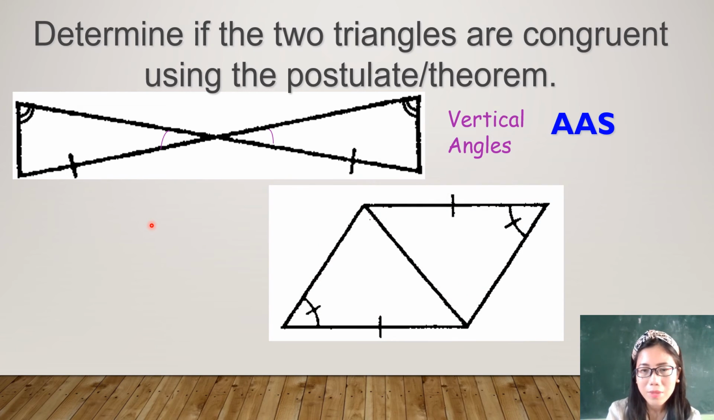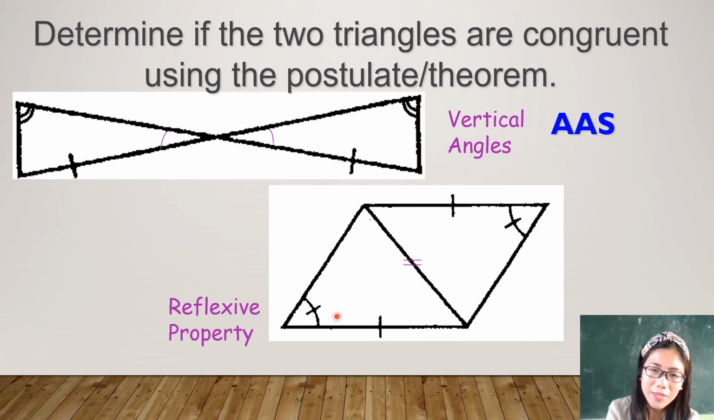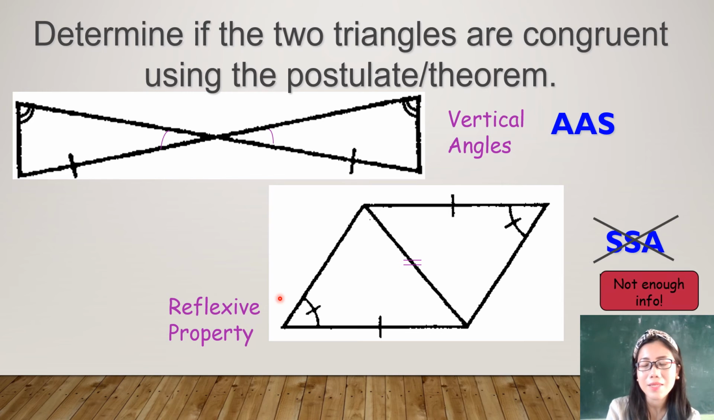Another example, here as you can see, they have a common side or common segment. So this common segment is congruent to itself by the reflexive property. So you have their side, another side, which is congruent to this corresponding side. Another angle, so you have side, side, angle. But the side-side-angle does not exist, so we cannot say that these two triangles are congruent. The information is not enough.